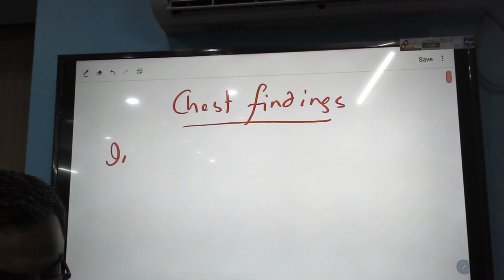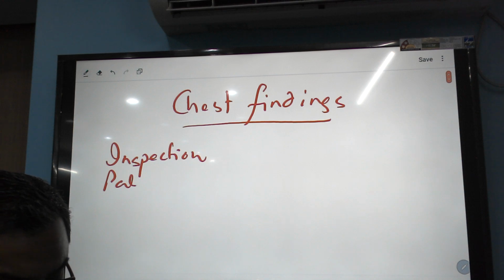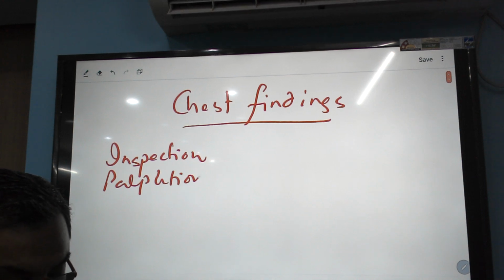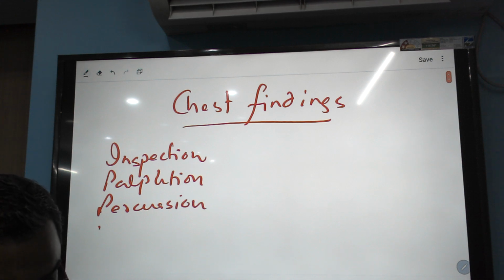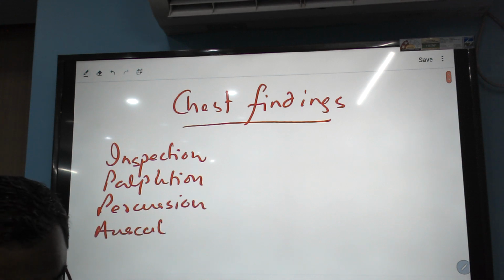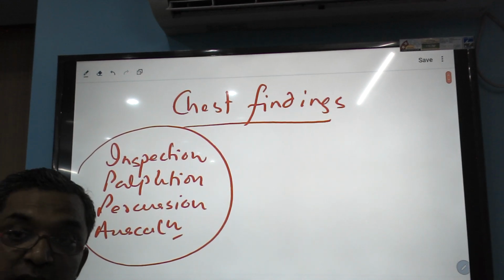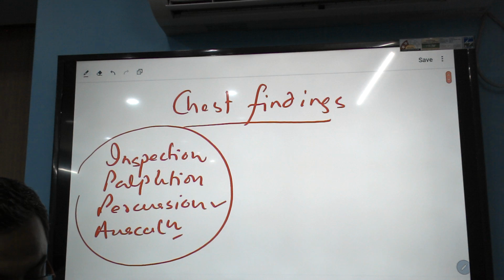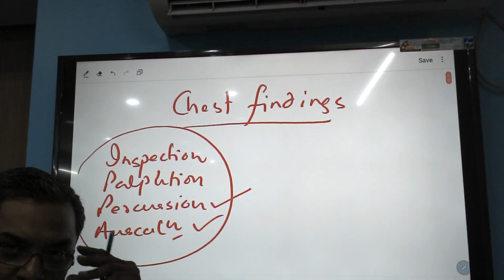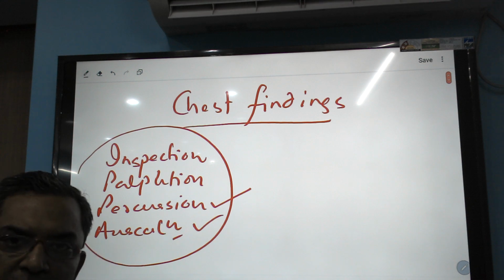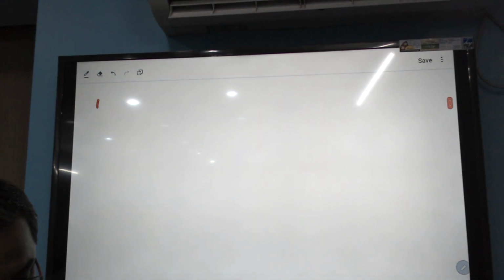Now we have got inspection, palpation, percussion and auscultation. এখন এগুলোর মধ্যে the main findings in chest examination lies in percussion and auscultation. So আমরা most of the time spend করব on chest percussion এর findings and auscultation এর findings. So let's take them one by one.